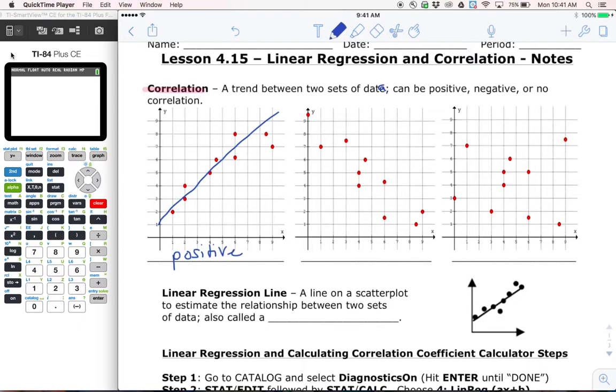Using that same idea, take a look at the next one. We'd say that these dots have a negative correlation because as we continue to go further and further, we're decreasing in that negative slope. Finally, this last one, there's really no way to tell. I don't feel comfortable saying it's positive or negative. So in this case, we would just say that there is no correlation. It's not good enough to say positive or negative, so we say no correlation. Again, it could be positive, negative, or no correlation.